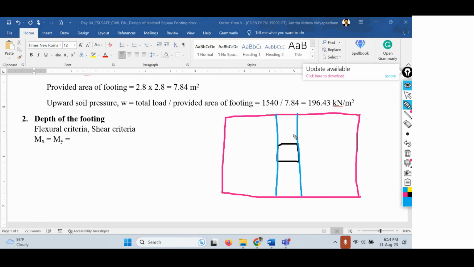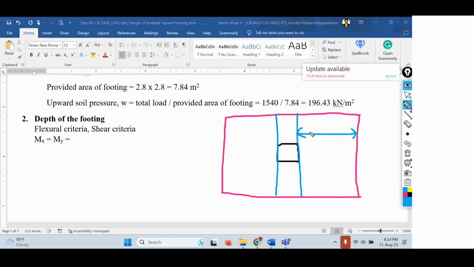Now, what we have to do is we have to find this distance. Then we can directly find out the maximum moment that is acting. So this distance calculation is very much important in the moment calculations, especially in the square footing, not in the rectangular footing. In the rectangular footing, we have a different process.